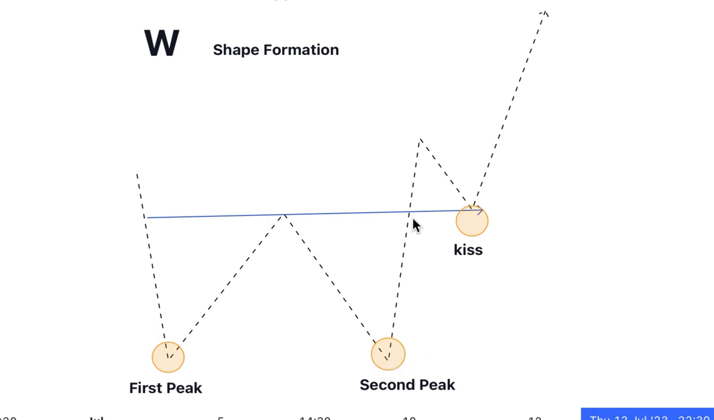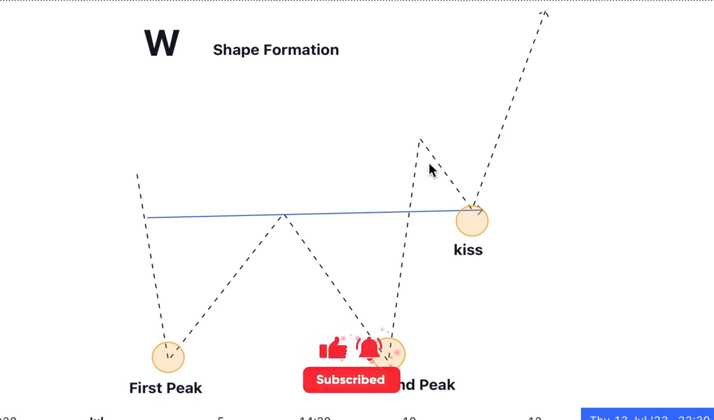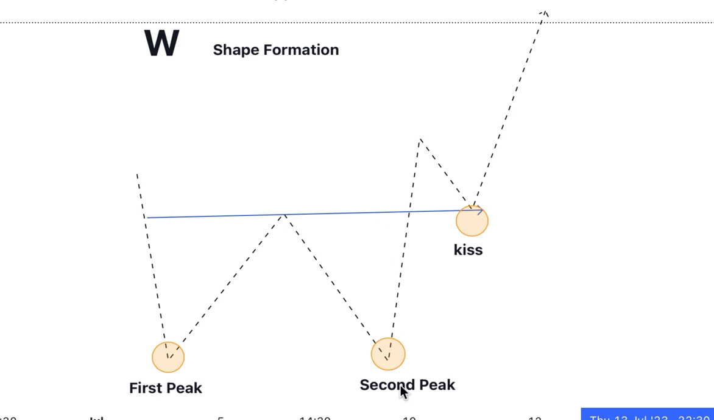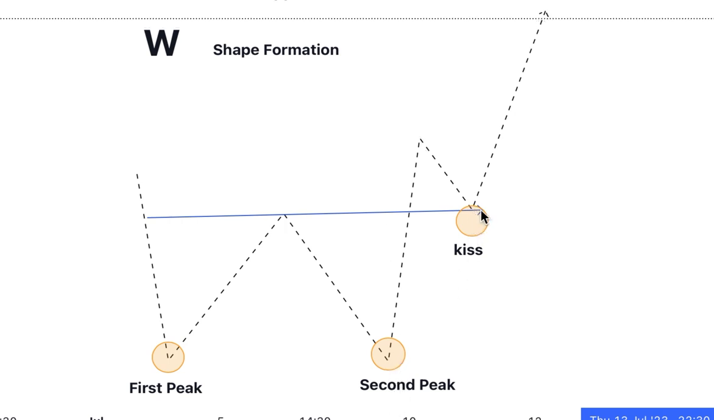Now if you buy the breakout of the neckline, use the distance between the bottom and the neckline in pips to calculate your profit target. What this means is that if you buy at the breakout of the neckline, then the distance from the second bottom to the neckline should be your take profit distance from the neckline upwards.